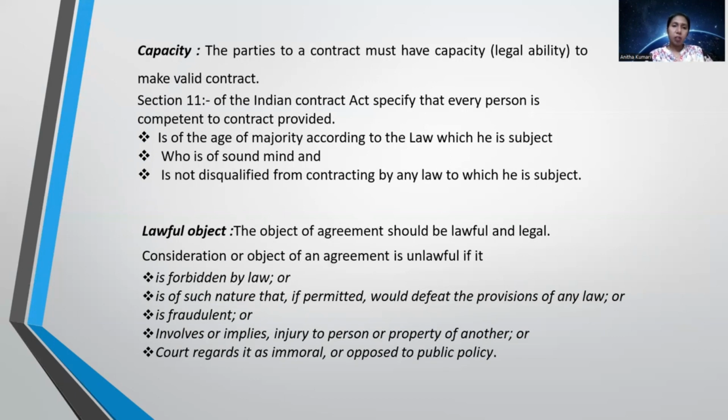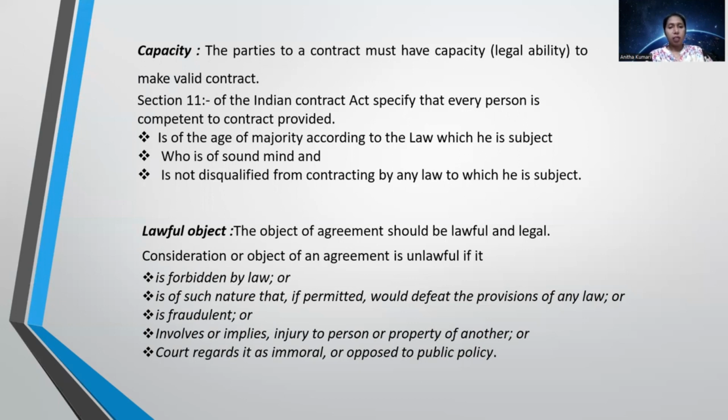Capacity. The parties to the contract must have the capacity, the legal ability, to make a valid contract. So only a person of the age of majority with a sound mind is able to enter into a contract. There are certain parties who are not eligible to enter into a contract, like a person of unsound mind, a person who is insolvent, a person who is forbidden by law, and a minor. They cannot enter into a contract.